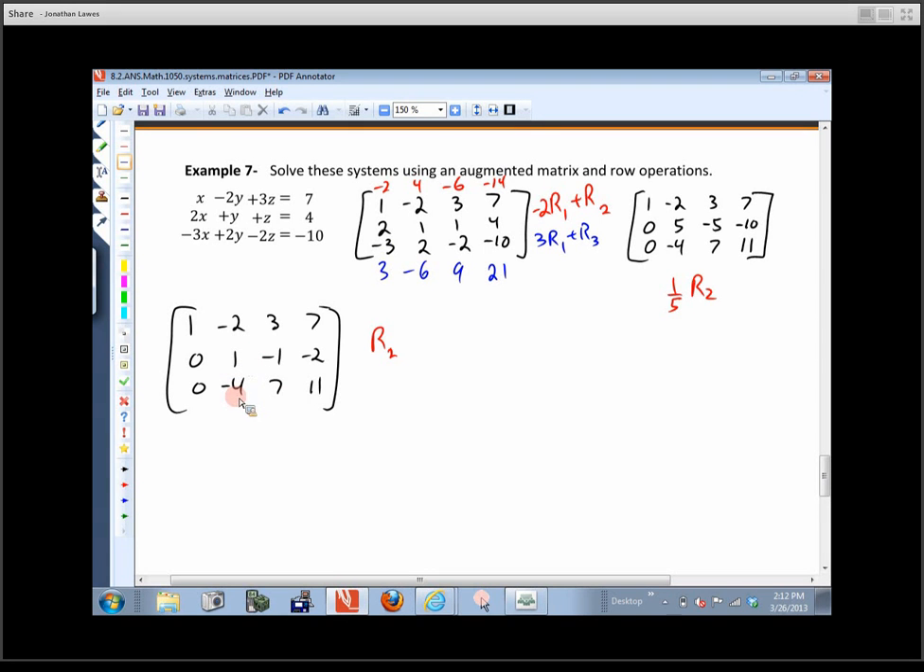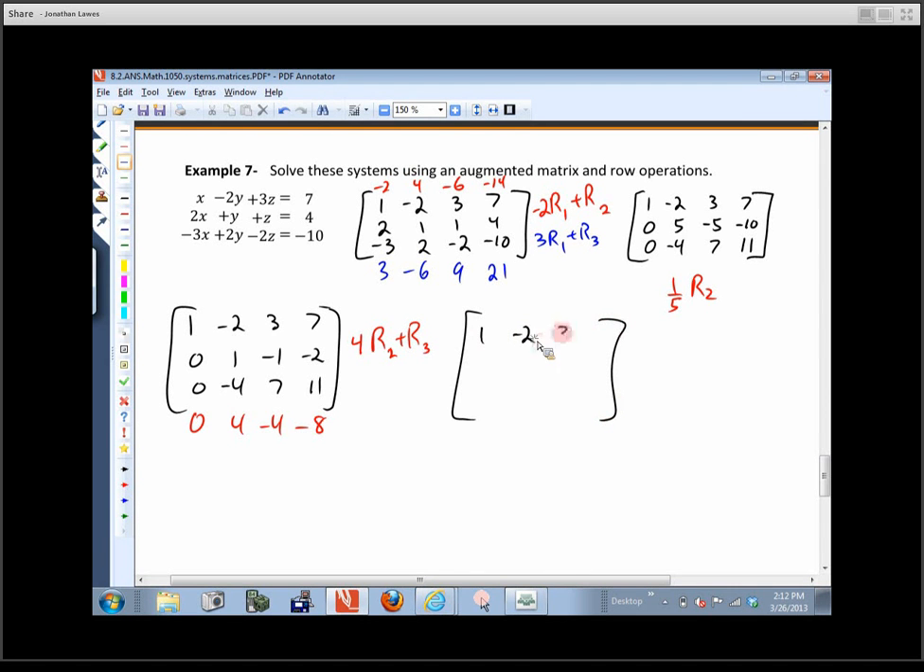What do I need to add to negative 4 to make it a 0? You need a positive 4, right? So we're going to multiply by positive 4 and add it to row 3. So that's going to be a 0, a 4, a negative 4, and a negative 8. And then let's write down what we've got here and see where we are.